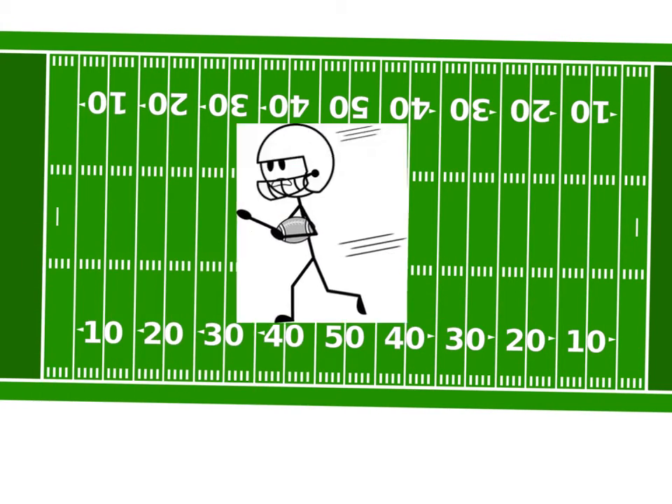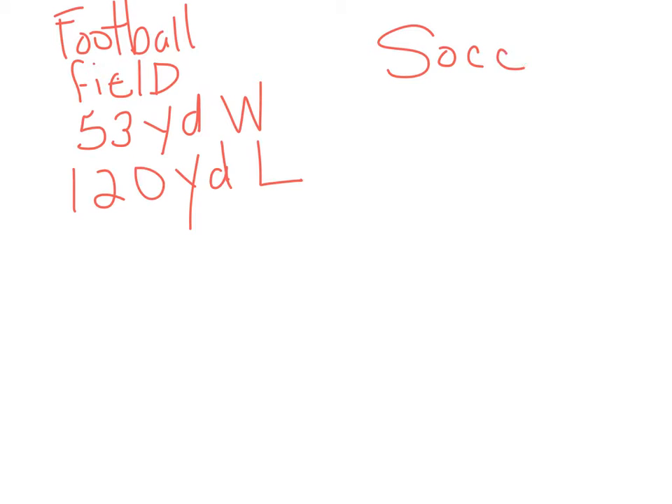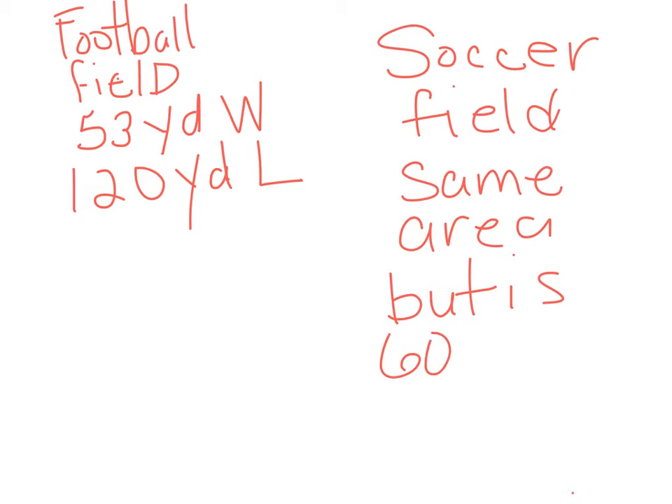Next example is about a football field. The little guy can run all over. Maybe he's a Dallas Cowboy. Oh, I don't know. Sometimes this thing is on and other times it's not.